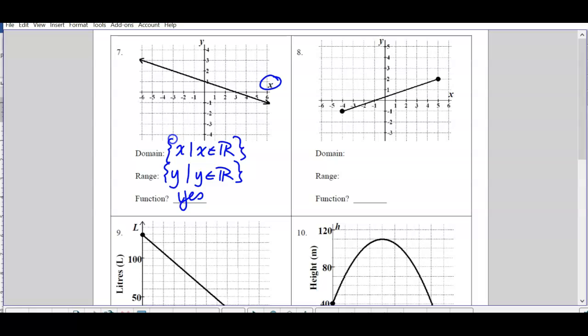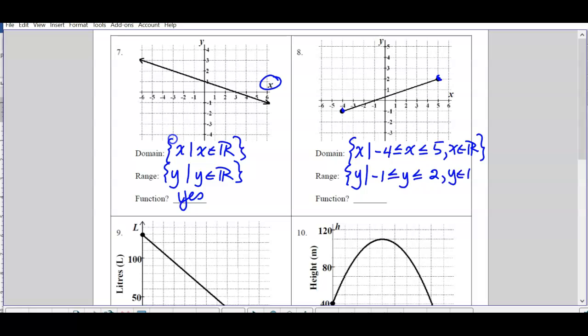Okay, next one, notice how it doesn't have arrows on the end. It actually has endpoints. So that restricts the domain. So the smallest x value here is -4, and the biggest is 5. So remember, I put those at each end. X goes in the middle, less than or equal to in both. And then x an element of the set of reals. Range, y values, smallest is -1, biggest is 2, y goes in the middle.